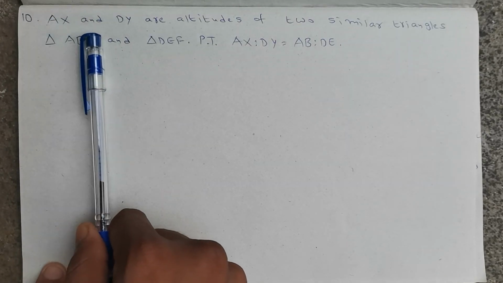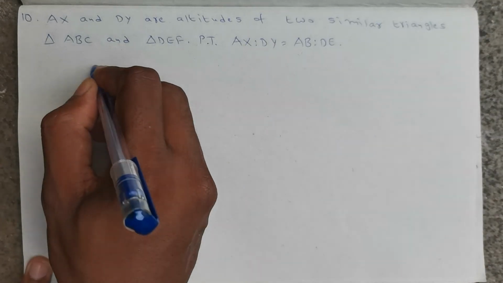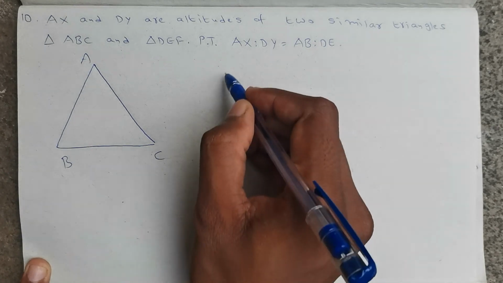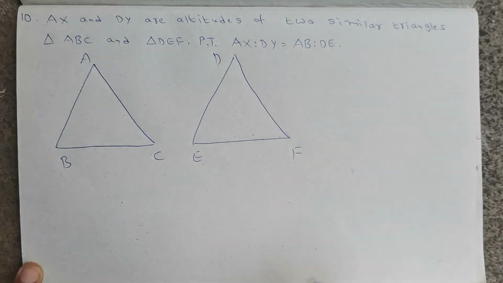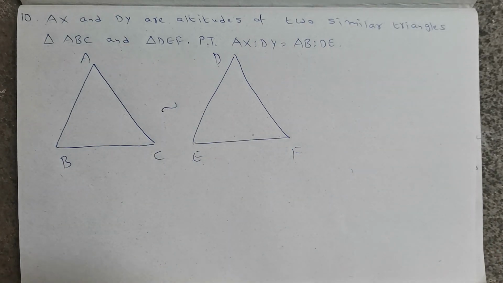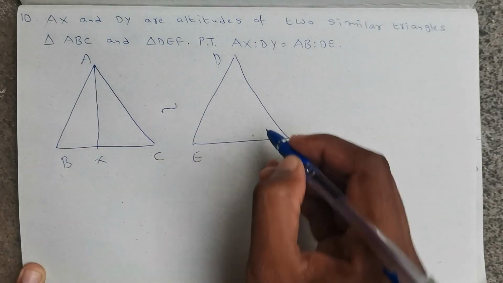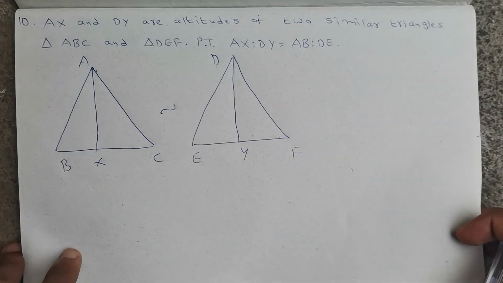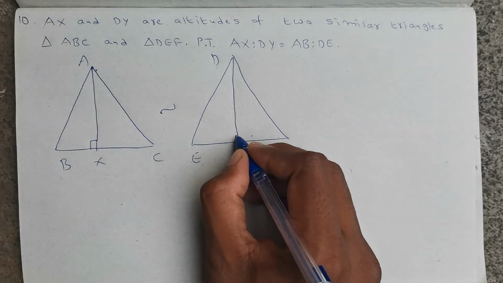Next, question number 10. AX and DY are altitudes of two similar triangles ABC and DEF. We have two similar triangles ABC and one more triangle DEF. He clearly mentioned that these two triangles are similar to each other. Next, AX and DY are altitudes. From A, one line to X, and from D, one more line to Y. Altitude is nothing but height. Height in the triangle is always a perpendicular line. So this is 90 degrees, this is 90 degrees.